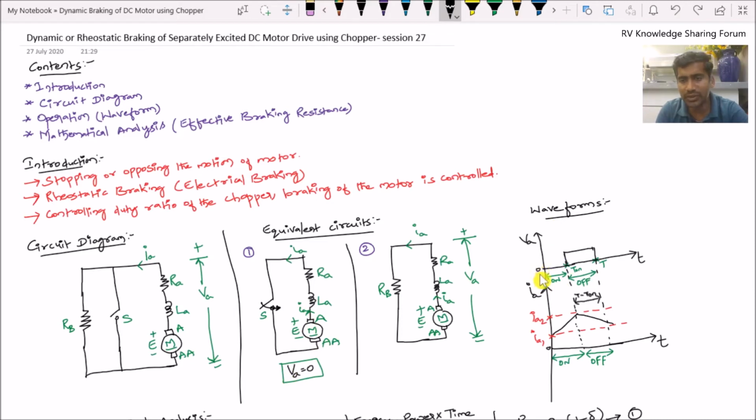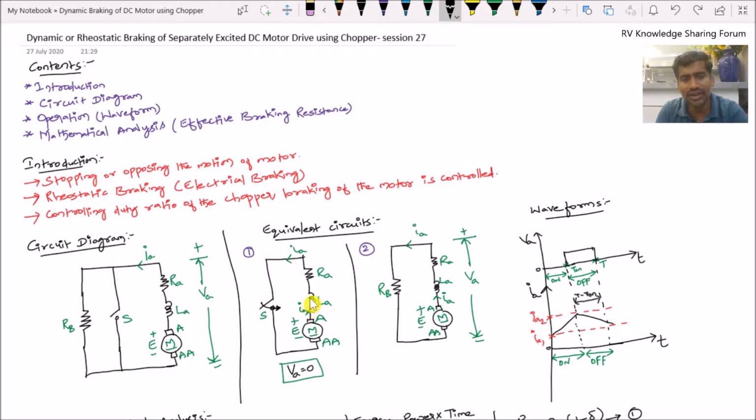At t equal to 0 milliseconds, please refer to the waveform. In this waveform, VA represents the armature voltage, so we are going to draw the armature voltage in this plane. And IA represents the armature current, so we are going to draw the armature current waveform in this armature current plane. At t equal to 0 milliseconds, as we mentioned, the switch S will be closed. Therefore, the current will flow through the armature inductance and the switch S.